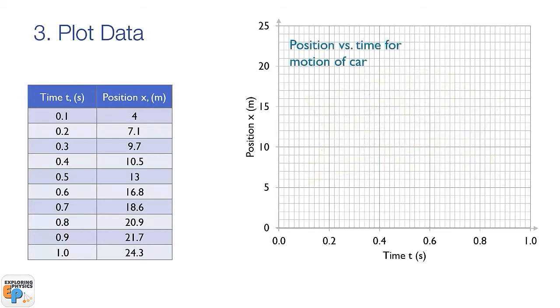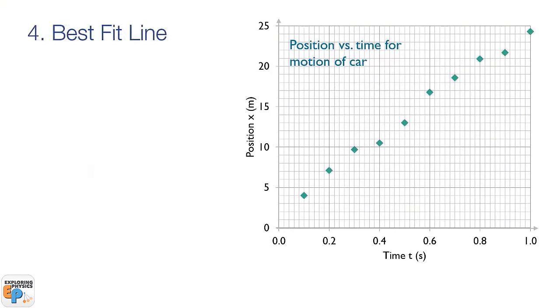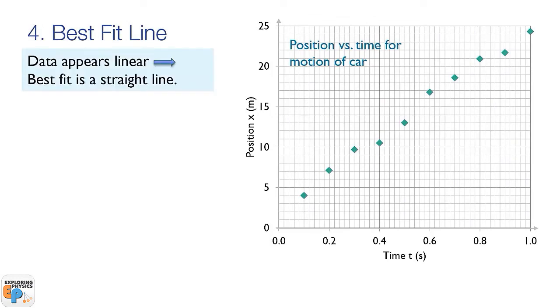Let us now go ahead and plot the data on this graph. Our first data point is at time 0.1 seconds and 4 meters. The second data point is at 0.2 seconds and 7.1 meters. The third at t equals 0.3 seconds and 9.7 meters, and so on up through the graph until we plot all the data in the table. We notice that there is some scatter in the data. But this data appears to be linear, which means that the best fit is a straight line through the data points. This is how we draw the best fit line.